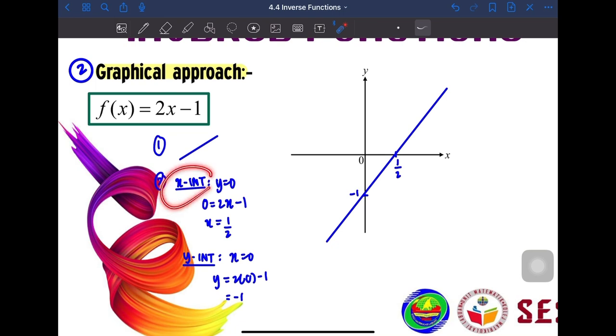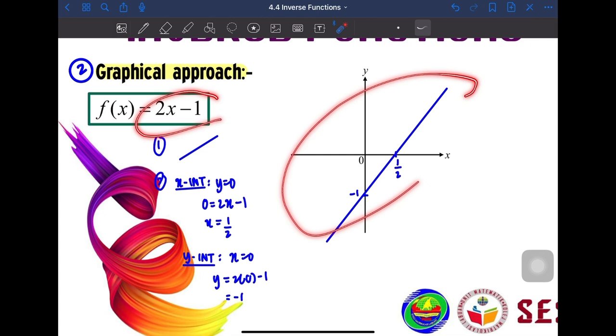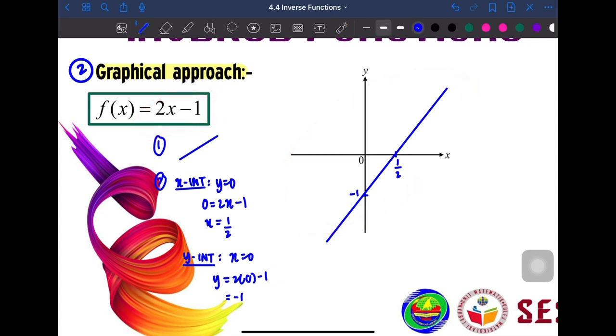So, saya dah cari x-intercept, dah cari y-intercept. So, saya dah plot and saya dah lukis garisan tu. Okay, so this is the graph untuk 2x minus 1. So, kita akan pakai graphical approach. So, kita akan pakai HLT, Horizontal Line Test.